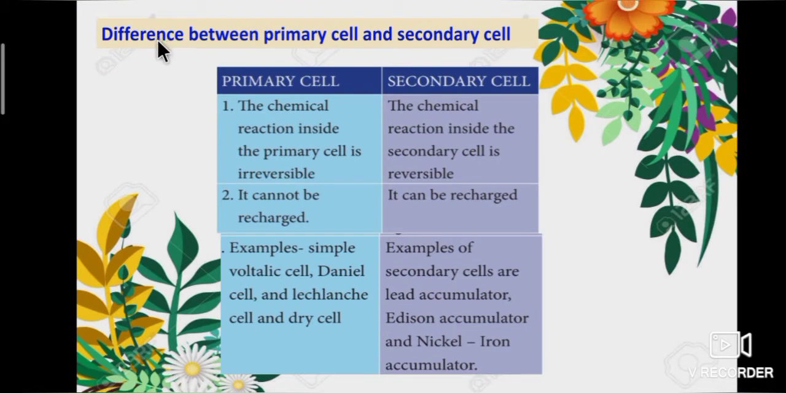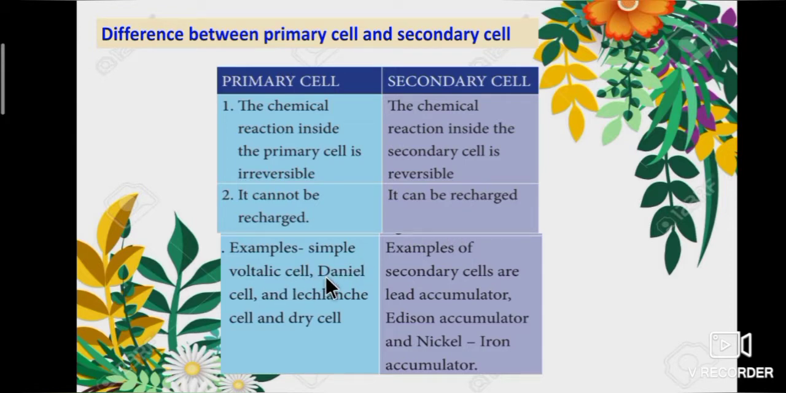Now we are going to study the difference between primary cell and secondary cell. The chemical reaction inside the primary cell is irreversible. That is, the chemical reaction won't take place again. The chemical reaction inside the secondary cell is reversible. That is, the chemical reaction takes place again and again. A primary cell cannot be recharged. A secondary cell can be recharged.